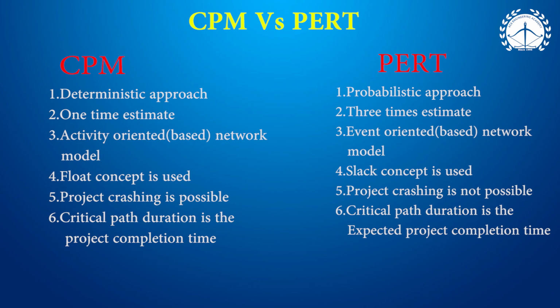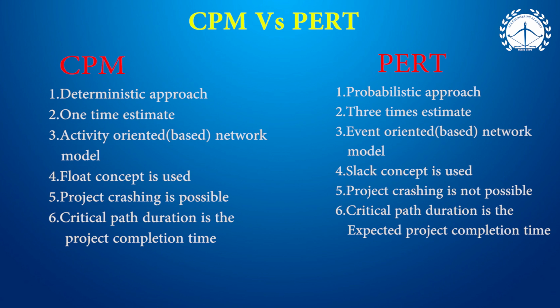In few real world problems, activity elemental times are uncertain. In those cases, we use PERT. Hence, PERT is a probabilistic approach. And as far as CPM is concerned, only one time is sufficient, whereas PERT deals with 3 times, namely optimistic, most likely and pessimistic. Hence, PERT is known as 3 times estimate.